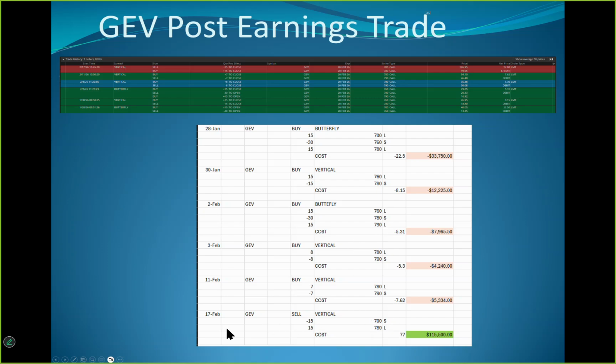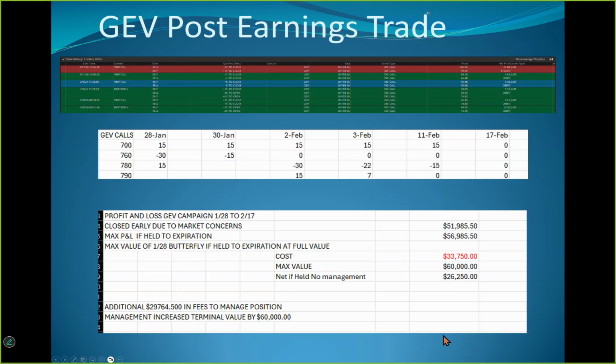And then I closed it on the 17th, and I gave up $1.50 a share. So I gave up, or $3 a share. I could have made more money, but I decided not to be a schnorr, and I closed it for $115,500. So if I walk through the trade, I started with 15 minus 30 and 15.